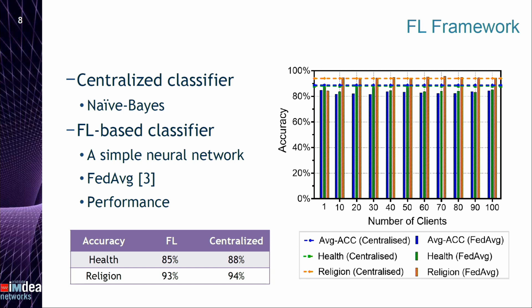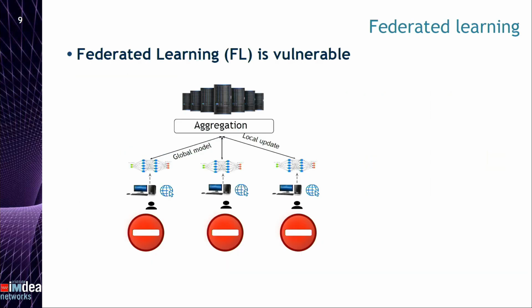First, we built a basic Federated Learning classifier for classifying sensitive content. Instead of using naive Bayes, which is a centralized classifier, we use a very simple neural network with FedAvg. We observed that there is only a small accuracy difference between the centralized and federated classifiers. But not everything is perfect. You can see federated learning has its own shortcomings.